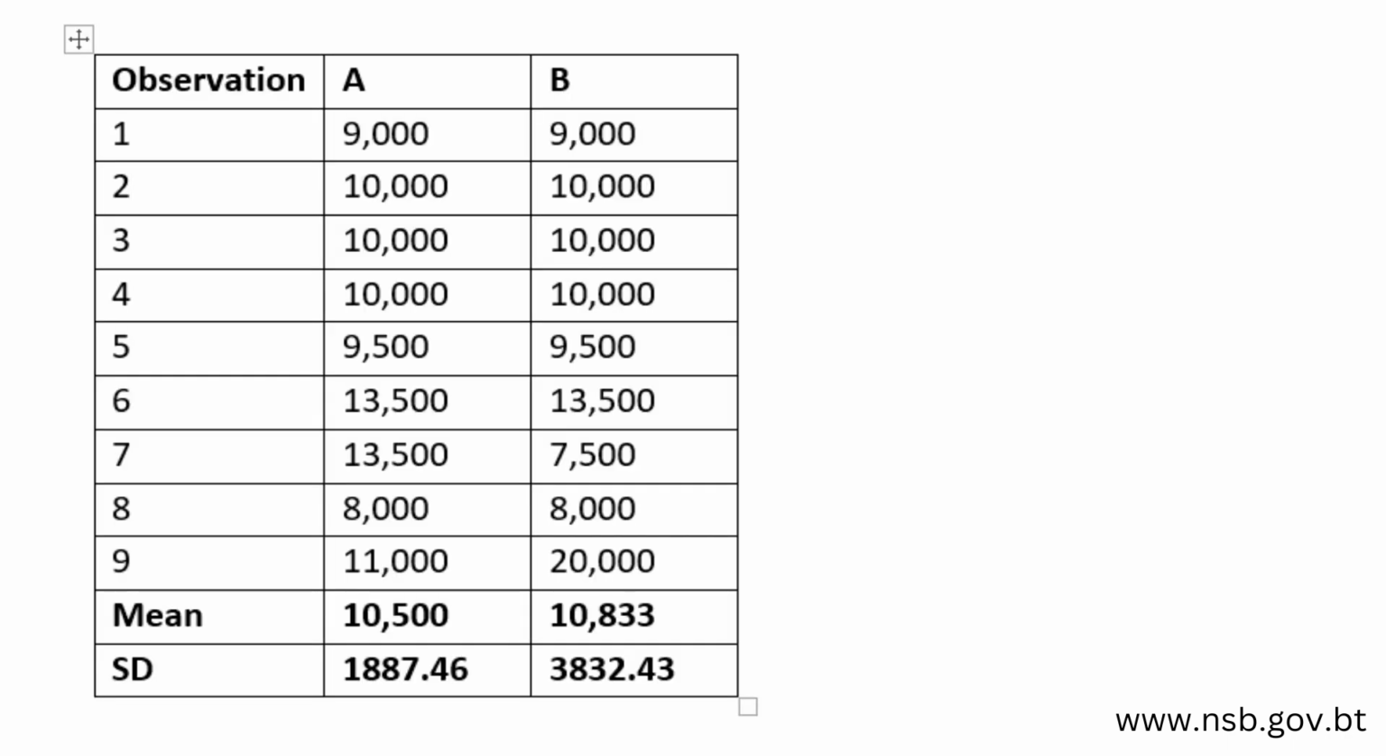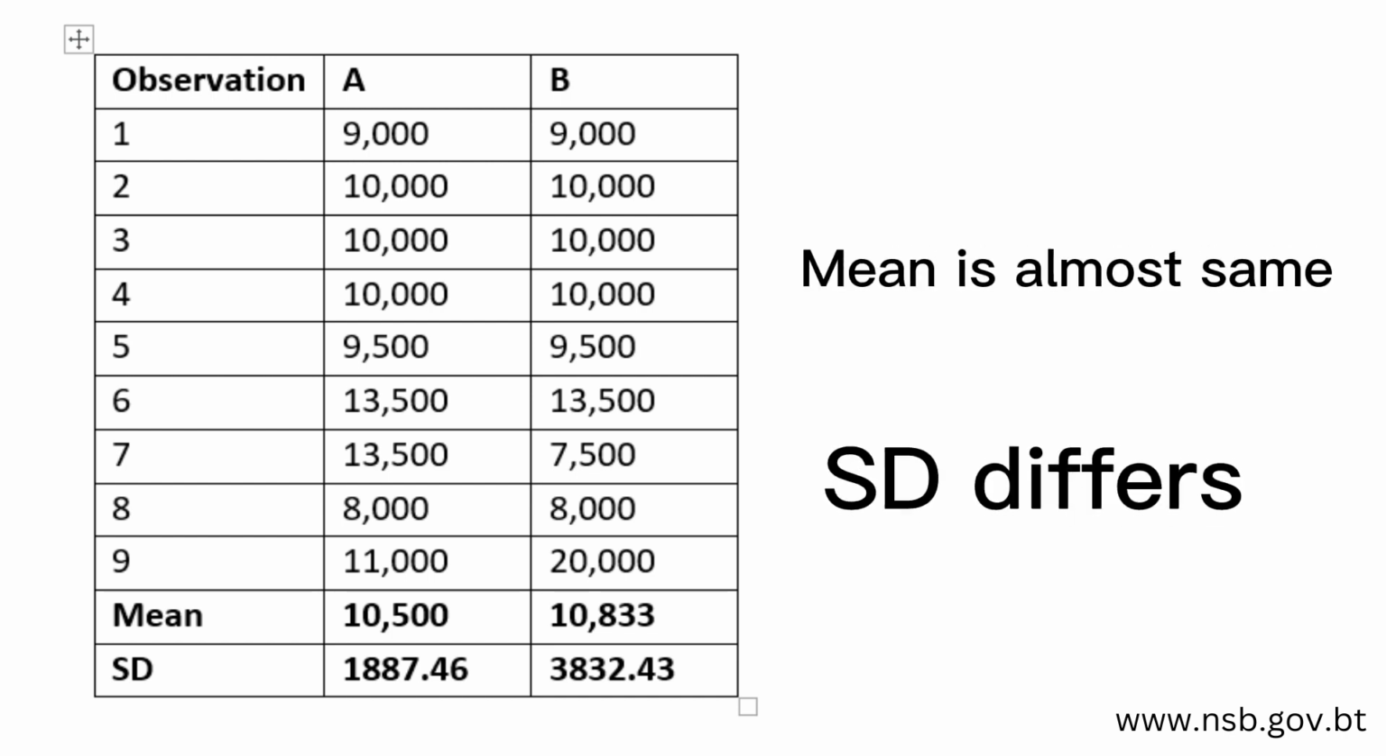For example, consider two sets of monthly house rent data. Here we can see that the mean for both A and B are almost the same, but their standard deviations are different. This indicates that mean only paints a partial picture. To have a complete picture of what the dataset looks like, we also need to look into standard deviations.